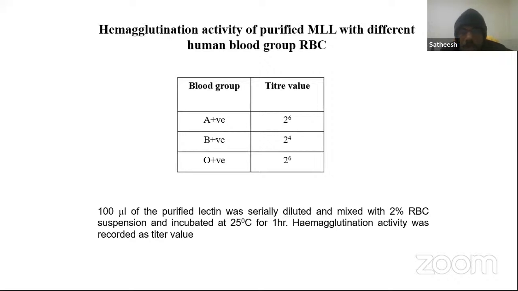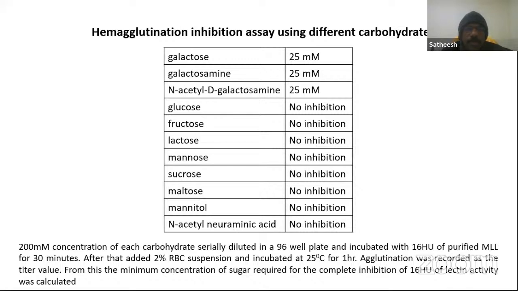And this is the hemagglutination activity where we have taken blood samples from different blood groups, and around a 2% RBC suspension is being used. We can see that we will be diluting it gradually. At a titer of 2 to the power 6, we got agglutination of A positive blood; 2 to the power 4, we got B positive; and 2 to the power 6 again, O positive blood, we got the hemagglutination happening.